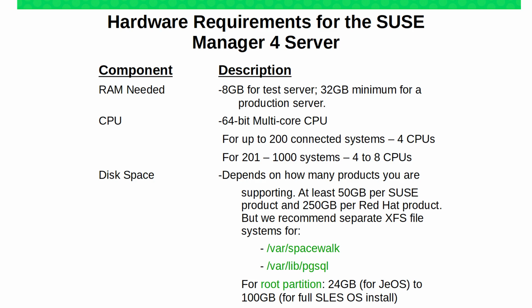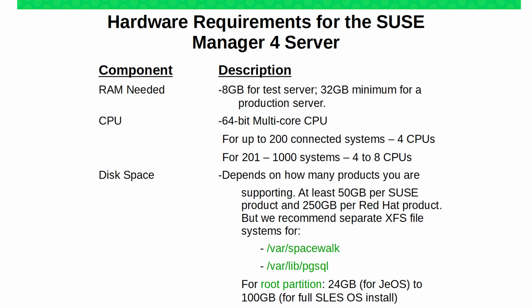The amount of disk space that your SUMA server will require is directly linked to the number of different products for which you want to provide patches and updates. For every SUSE product you will be supporting, allocate a minimum of 50 gigabytes of disk space. And if you are supporting Red Hat Enterprise servers, you should count on at least 250 gigabytes for each version of RHEL.